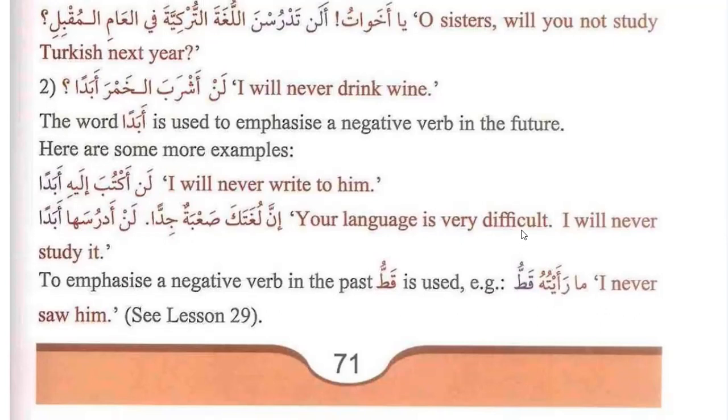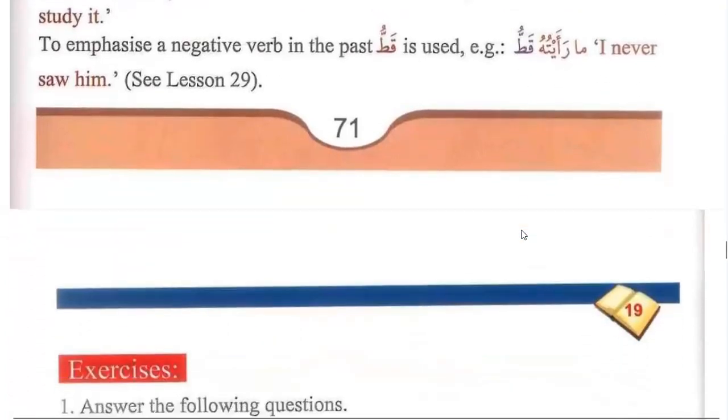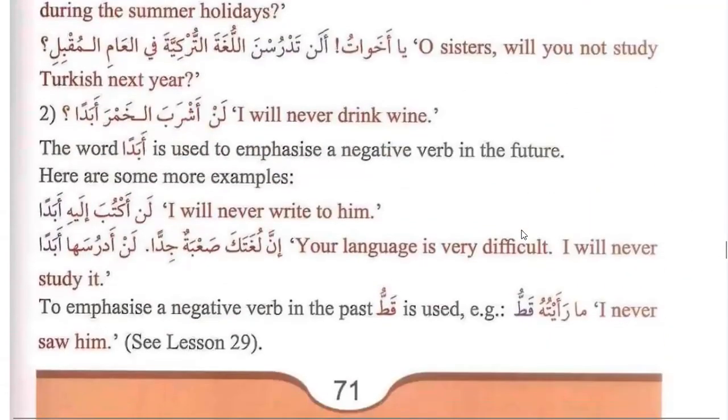To emphasize a negative verb in the past, qattu is used. Example, ma ra'aituhu qattu. I never saw him. Qattu is what? Never. Did you learn anything in this point?